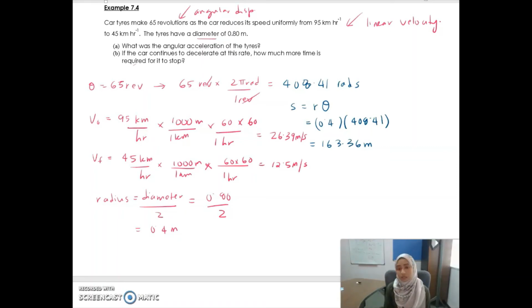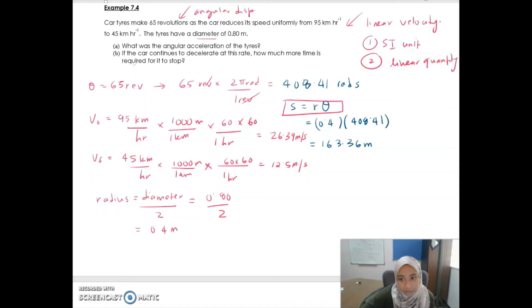Okay, so what I did was I just converted everything to SI units, and I converted the angular revolutions to linear form, which is displacement, using the equation S equals r theta. That was the first step: SI units, and convert everything to a linear quantity. Okay, so that is just what I did. Now we can start answering the question.